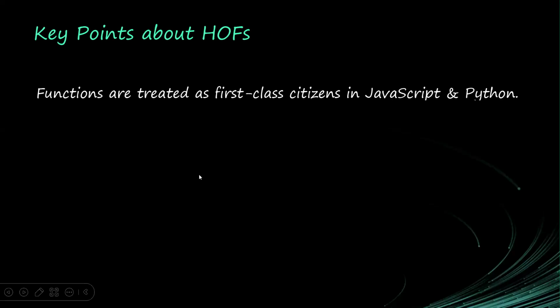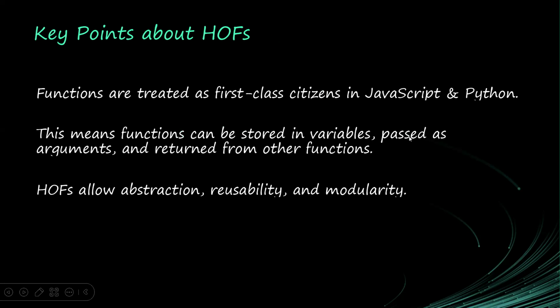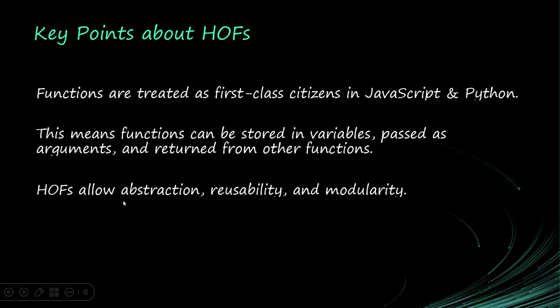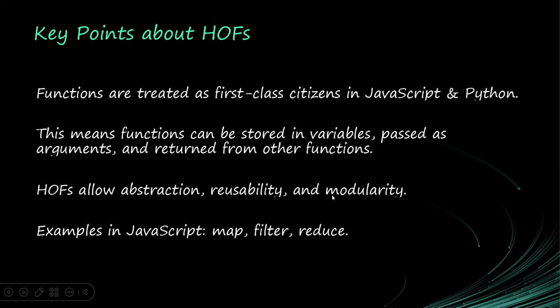Okay. So functions are treated as first-class citizens in JavaScript and Python. This means functions can be stored in variables, passed as arguments, and returned from other functions. So higher order functions allow abstractions, reusability, and modularity. Example in JavaScript: the map function, the filter function, the reduce function, the find function. Most of the functions on JavaScript arrays are higher order functions. Why? Because they take functions as arguments.